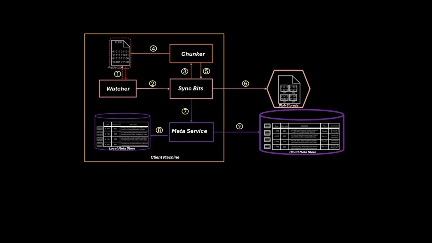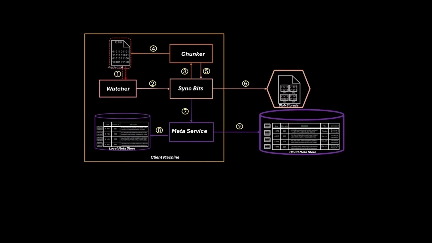The sync bit service iterates the list of chunks sent by the chunker, as we have already discussed. There is an if condition where we check if there are any existing chunk details available for that file. Since the file was newly created, there was no existing data available. So the sync bit service sends those chunk details one by one to the meta service, which saves them to the local meta store, and the sync bit service also saves those chunks one by one to the blob storage. This complete workflow covers the scenario where the file was created from scratch.